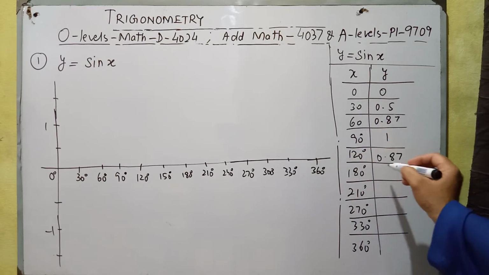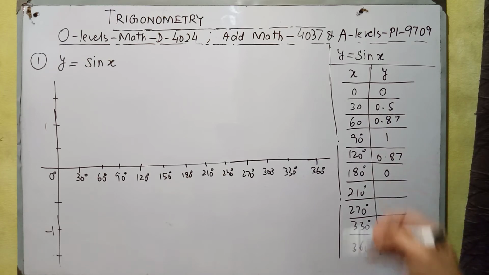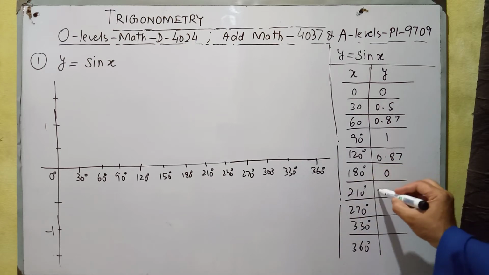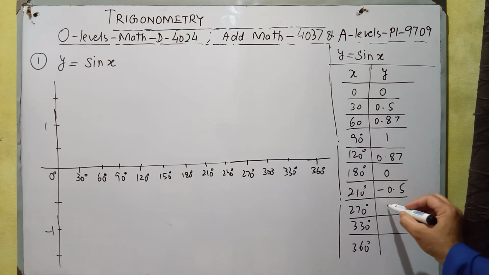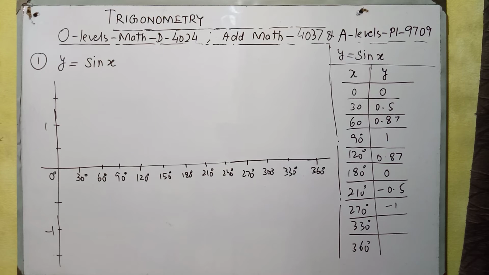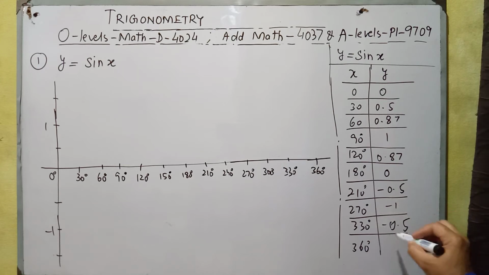0.87, and sine 180 is always 0, and sine 210 will be equal to minus 0.5, and sine 270 is minus 1, and sine 330 is minus 0.5, and sine 360 is again 0.